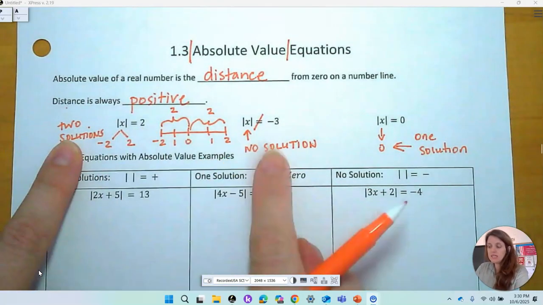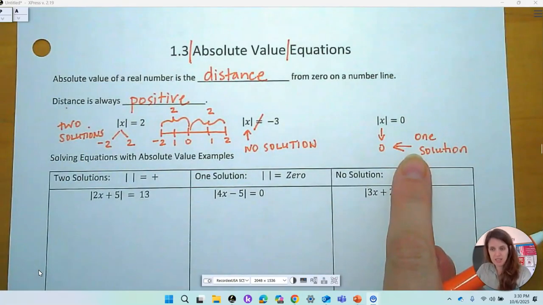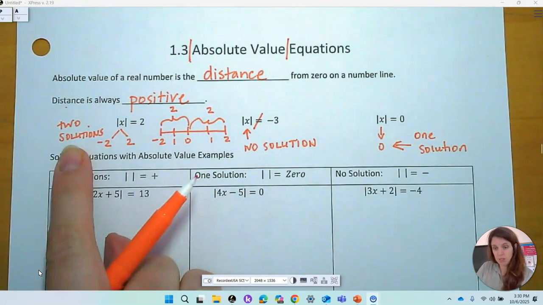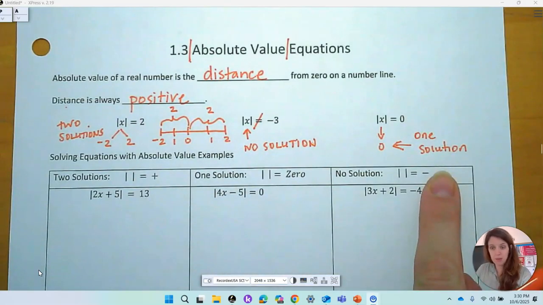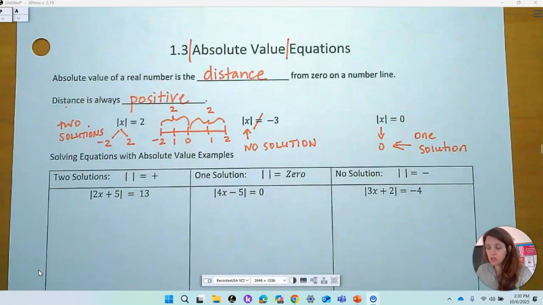So when we see these answers, we're going to have three different things happening. One, there may be two solutions. One, there may be no solution. And one, there may be just one solution. So let's look at an example.